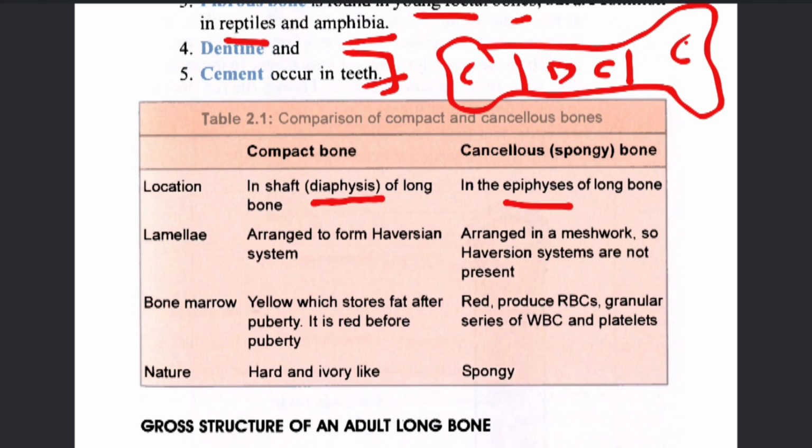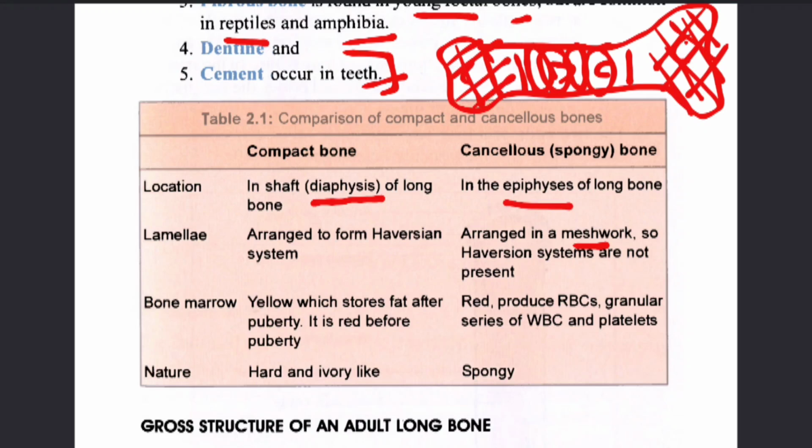Then they talk about lamellae. They are arranged to form the Haversian system. In compact bone, there is the Haversian system, that is cylindrically concentrated piles of lamellae that form a Haversian canal, which we'll also discuss. And in cancellous bone, it is arranged in a meshwork, so Haversian systems are not present like this. As we studied, tensile forces, compressive forces, shearing stress. So in the epiphysis there is a meshwork-like structure. If we talk about bone marrow, in compact bone, yellow bone marrow is there, which stores fat after puberty. It is red before puberty.